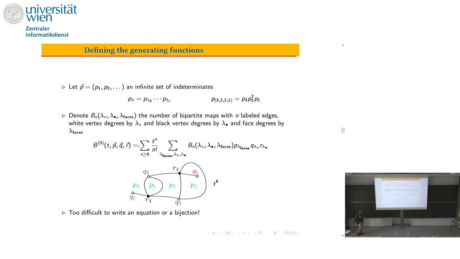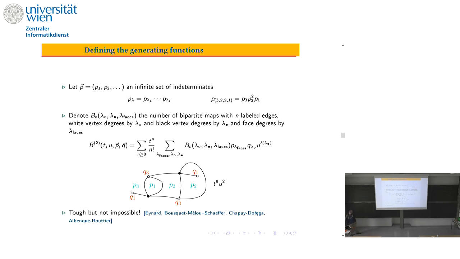Okay, so I was there, and now I have this kind of triple Hurwitz numbers, but it's too complicated to write an equation or a bijection for that. So nobody knows how to do anything with that, except you writing a Schur expansion. So what we typically do is get rid of the weights for the black vertices and only count how many there are. So I have a variable u, and here it's squared because I have two black vertices. So I don't care about the degrees, I only care about how many there are. And now it's tough, but it's not impossible to write an equation on the generating function. It's been done by some smart people.